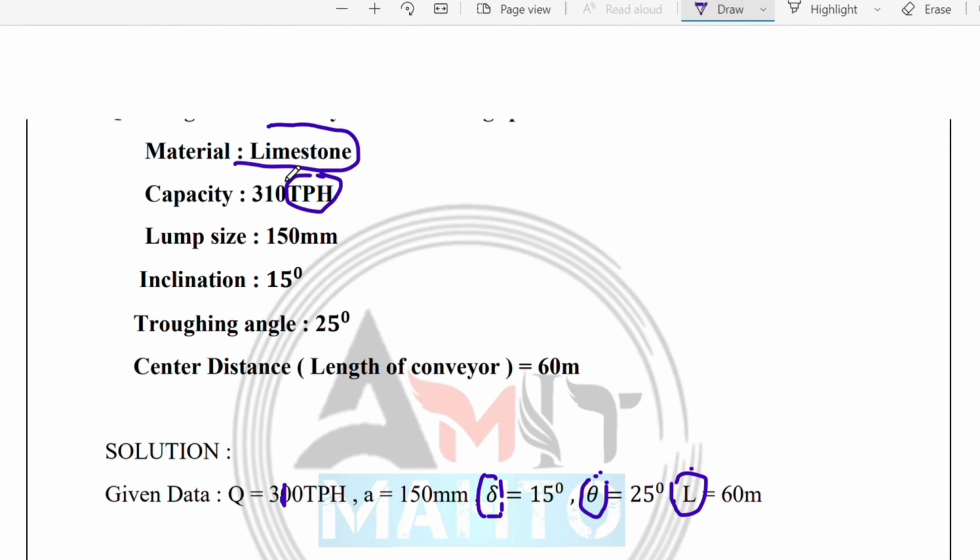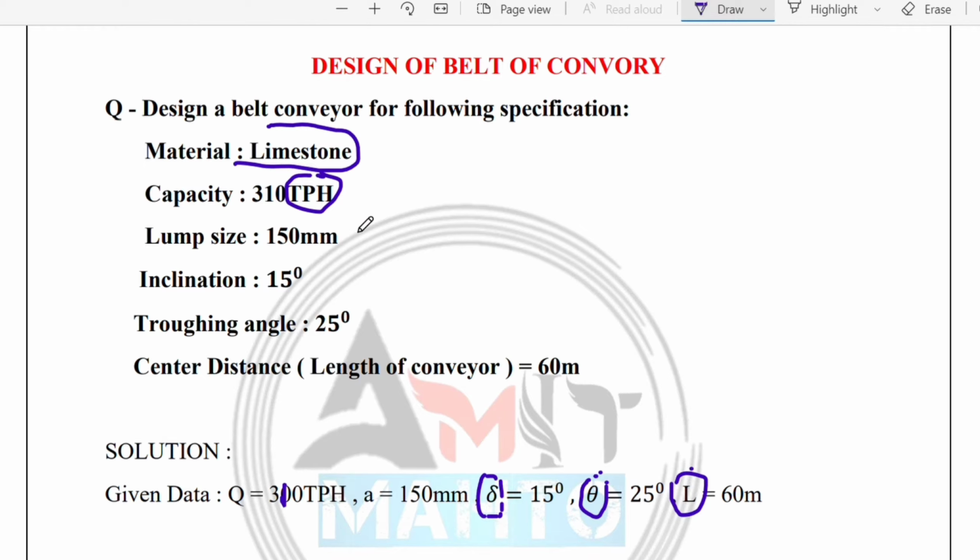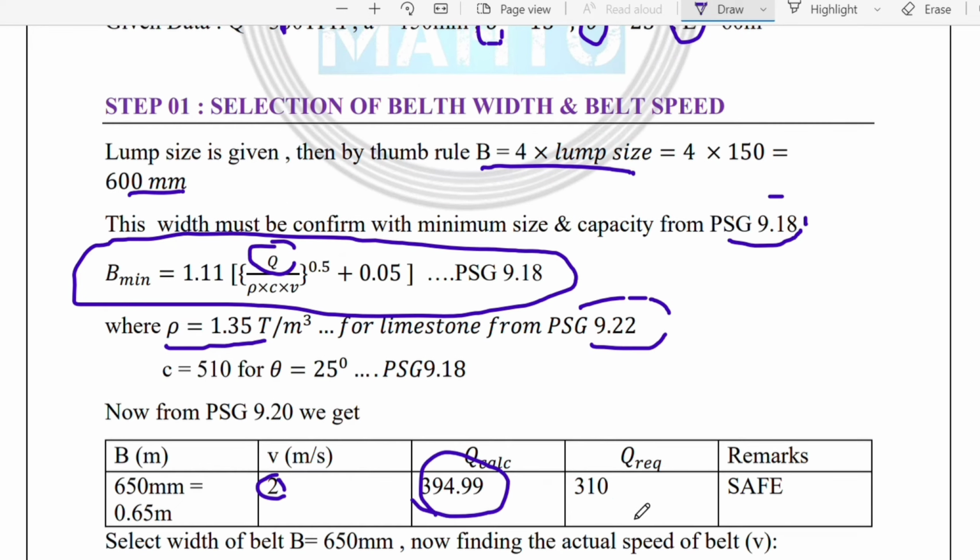Next is Q required. We require Q is 310 TPH, ton per hour. The required capacity is 310, and we got the calculated capacity 394.